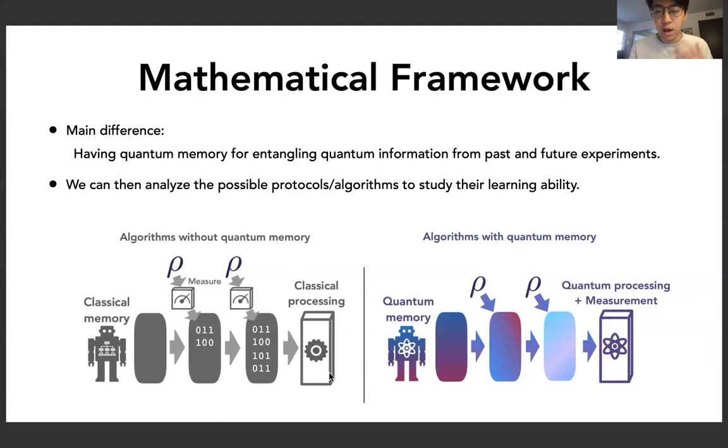But of course, having quantum memory itself is certainly not enough. One would also require a quantum sensor to obtain the quantum data in the first place that will be stored in quantum memory, as well as a quantum computer to do the quantum data processing. However, the main difference between the two is whether there's the availability of quantum memory for getting multiple copies of rho, where different copies are obtained from different experiments. We can then analyze the possible protocols and algorithms to study their learning ability and to prove separation between these two classes of algorithms.